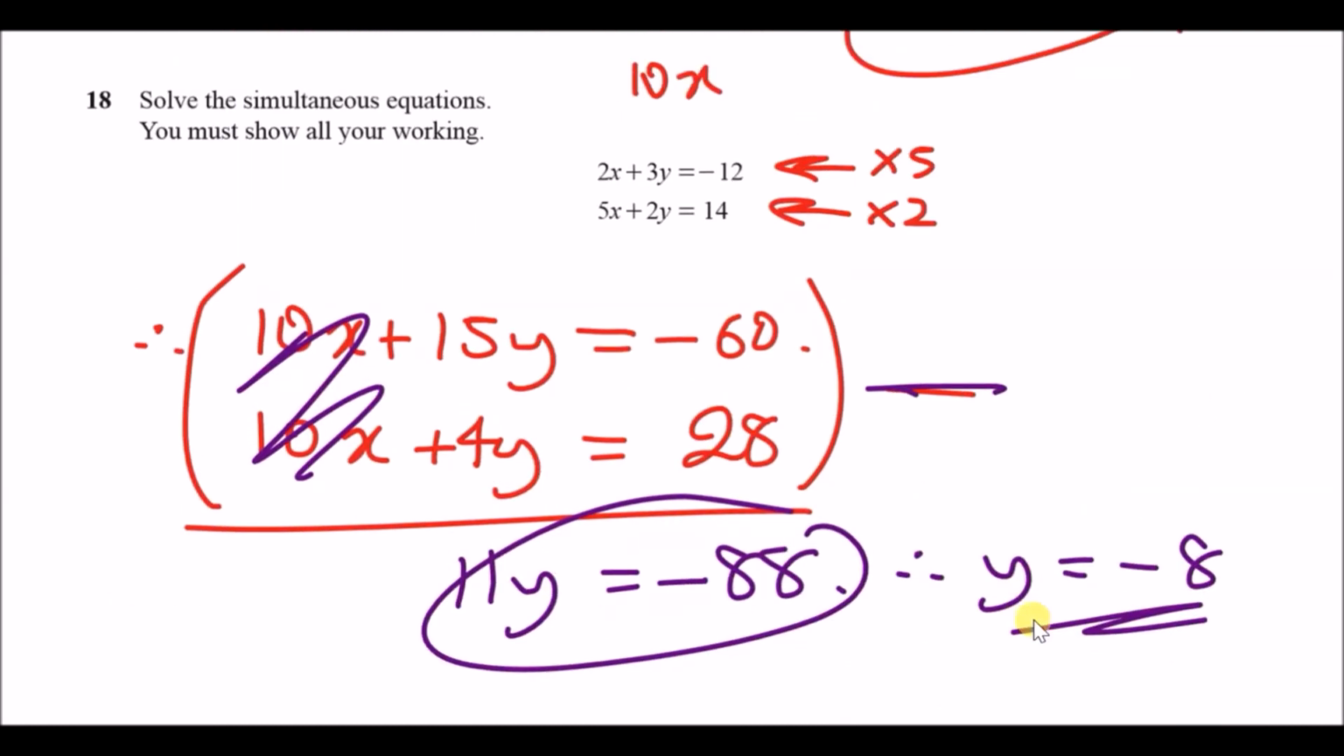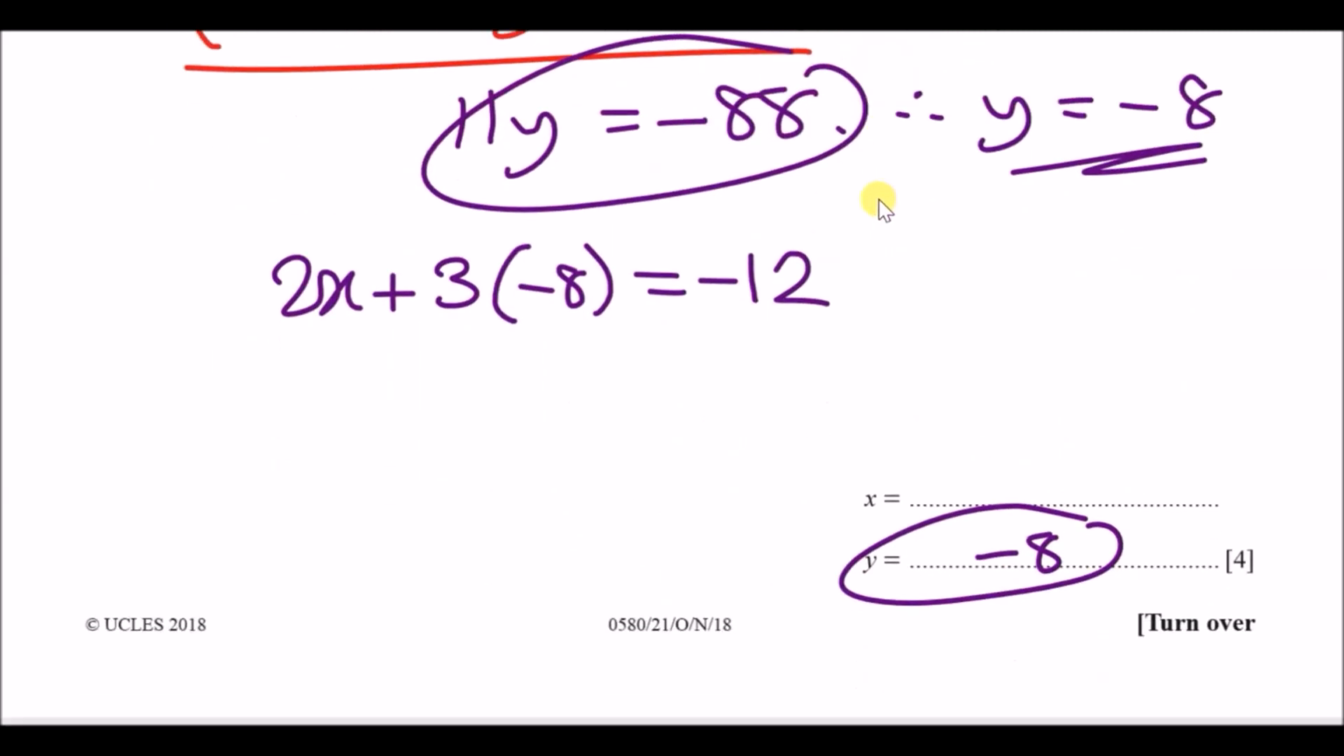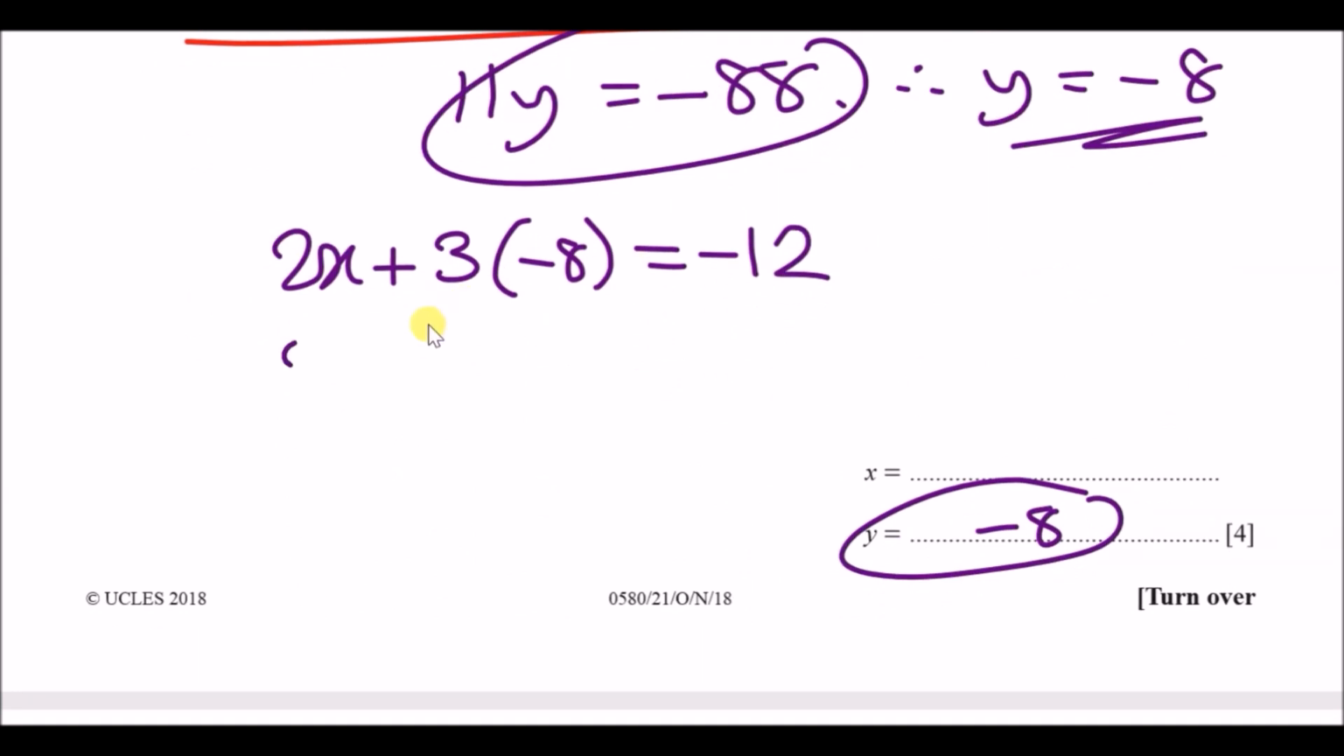Now this is straightforward. Since you've got the value of y, you can essentially plug it into any equation you see. So I'm going to plug into the first equation, okay? Just for convenience's sake. So we've got 2x plus 3y equals minus 12. So I'm going to write it here. So instead of y, we're going to replace it with minus 8. So 2x plus 3 times minus 8 equals minus 12. And you can probably see that this has become a simple equation now. So timesing 3 with minus 8, you get minus 24 equals minus 12.